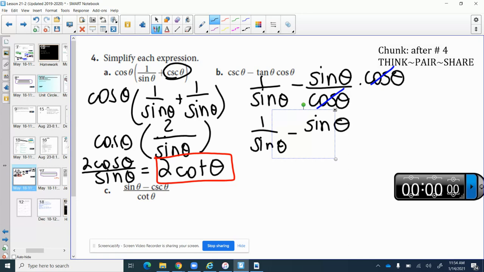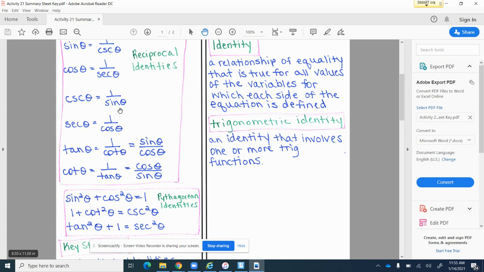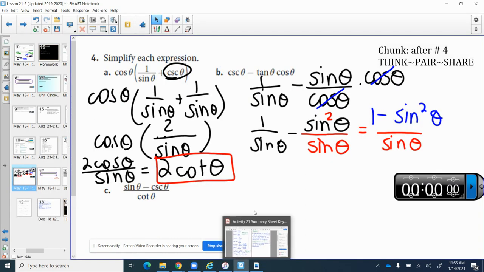A common denominator here would be changing this piece so that it does have a denominator of sine. And to do that, we would have to multiply the top and the bottom by sine. Now we have this least common denominator of sine theta, and our numerator will be 1 minus sine squared theta, which, if you look at your formula sheet, should kind of trigger the Pythagorean identity, that 1 minus sine squared can be rewritten as cosine squared.